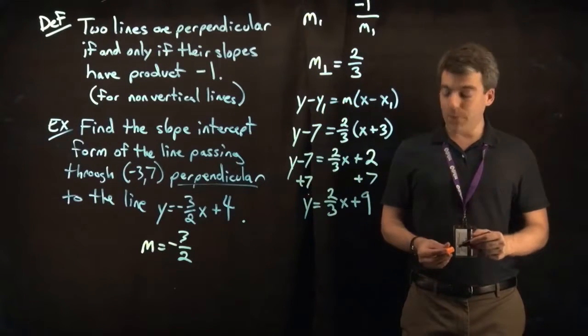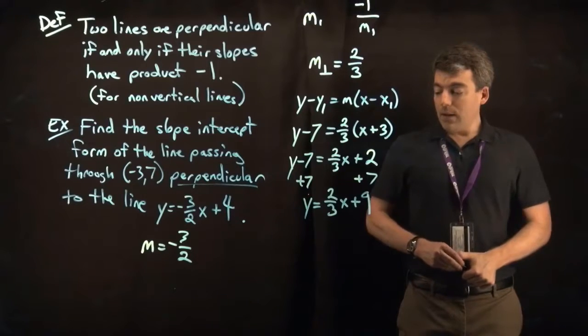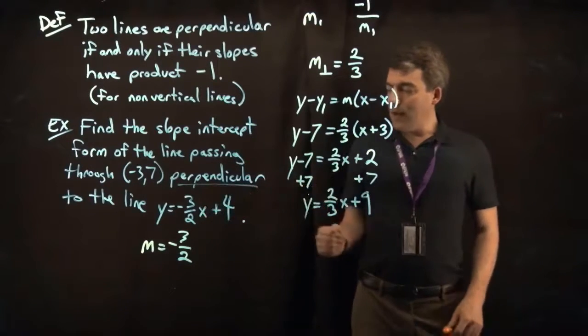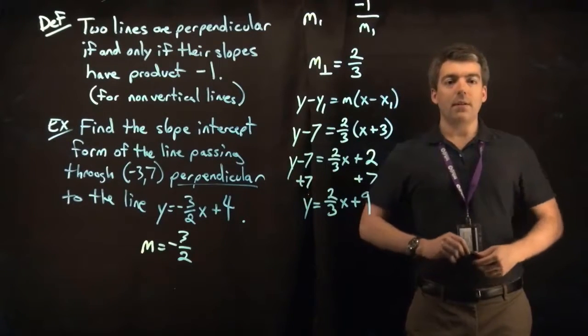There we have the slope-intercept form of the line that is perpendicular to our given line passing through the point -3, 7.